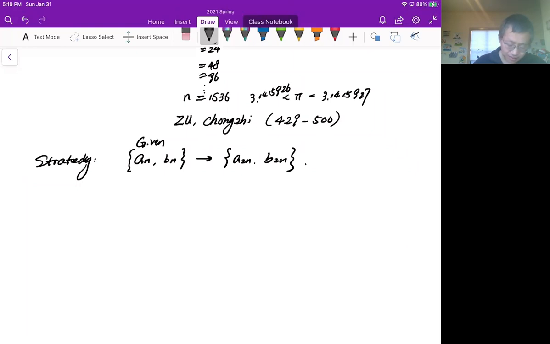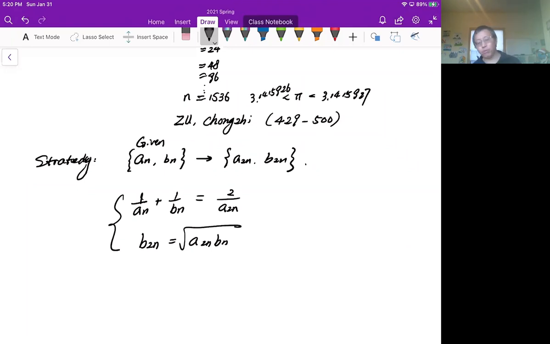So the idea is the following. I have 1 over An plus 1 over Bn equals 2 over A of 2n, okay? And then B of 2n is equal to A of 2n times Bn, and take a square root. So that's a way to change from An, Bn to A of 2n and B of 2n. Can you see that? First you go from here to get A of 2n, and after you get that, you go to the next line and you can get B of 2n, right? You can finish this.